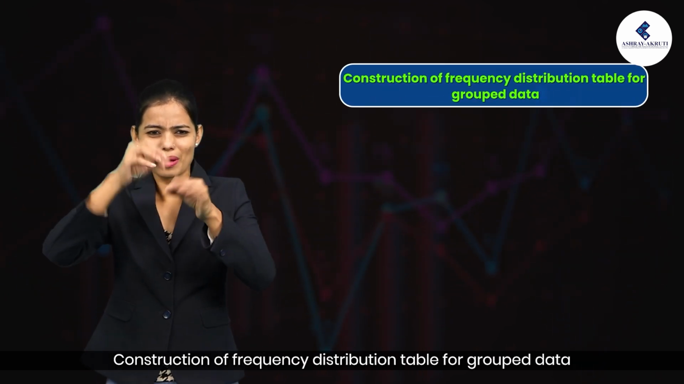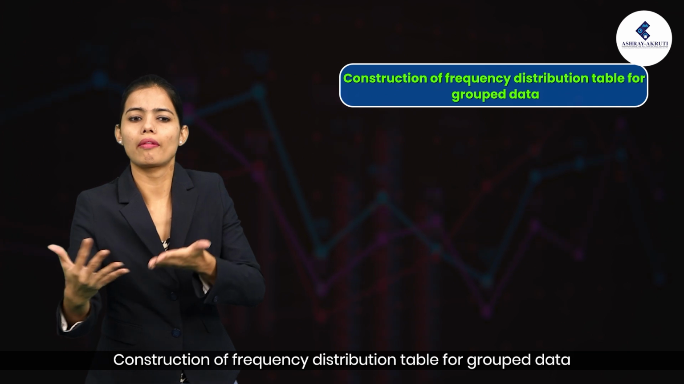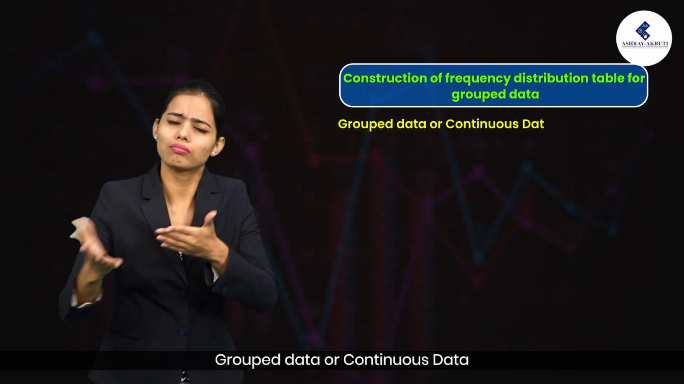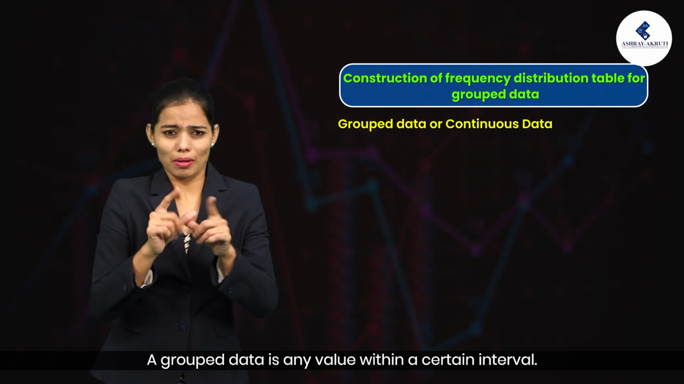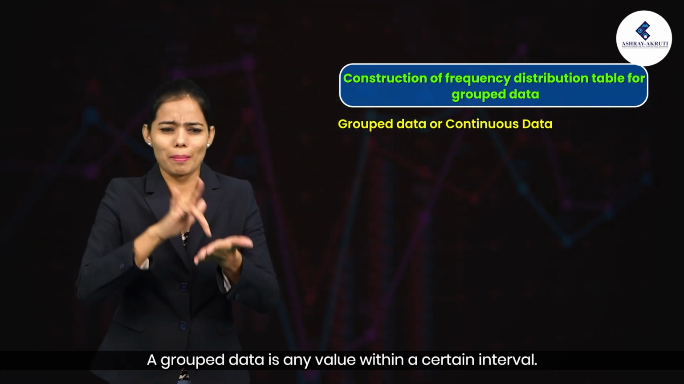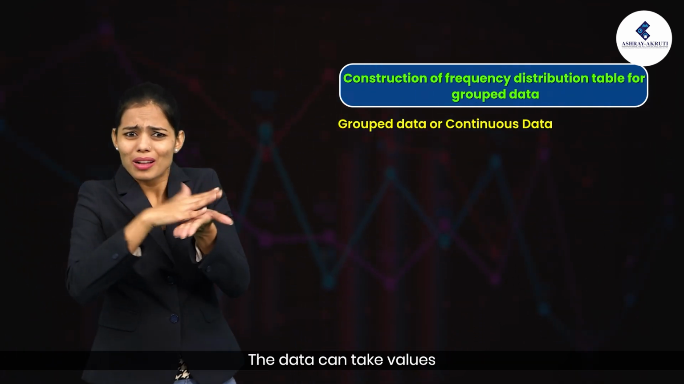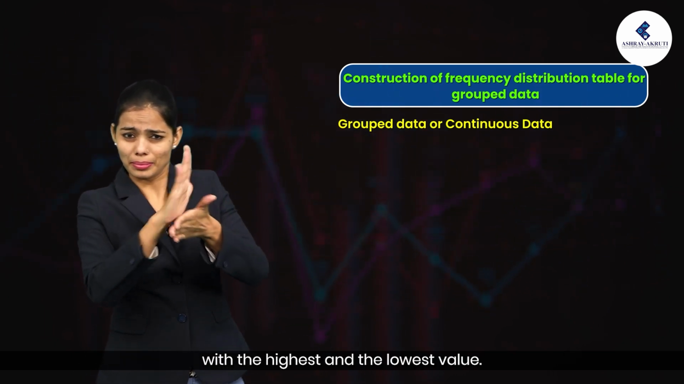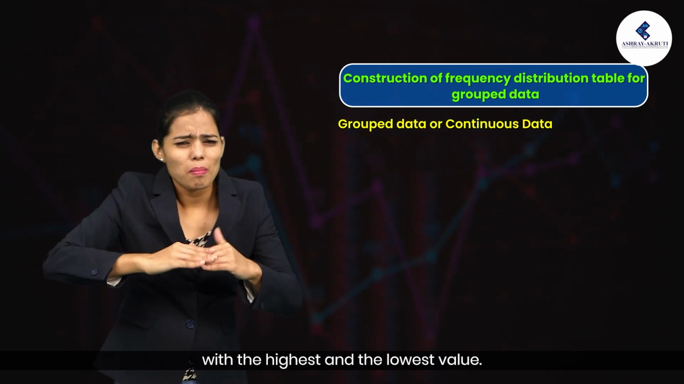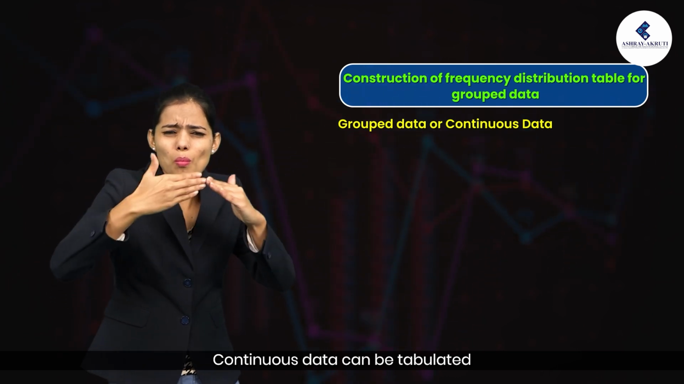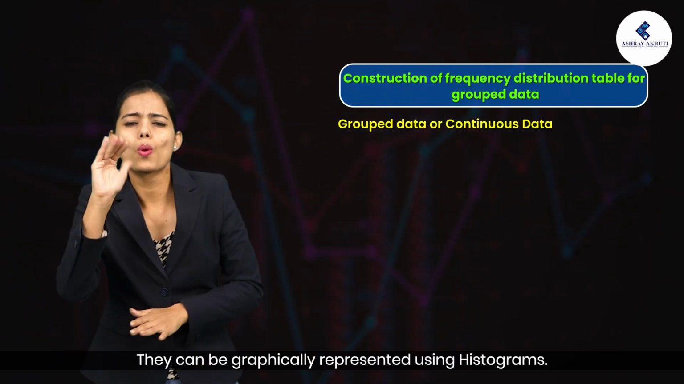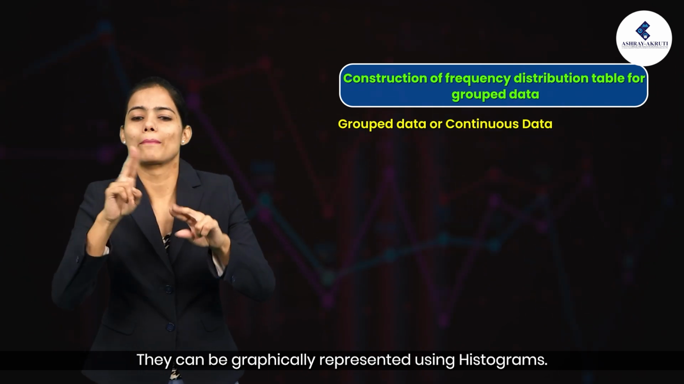Construction of frequency distribution table for grouped data. Grouped data or continuous data. A grouped data is any value within a certain interval. The data can take values between a certain range with the highest and the lowest value. Continuous data can be tabulated in what is called frequency distribution. They can be graphically represented using histograms.